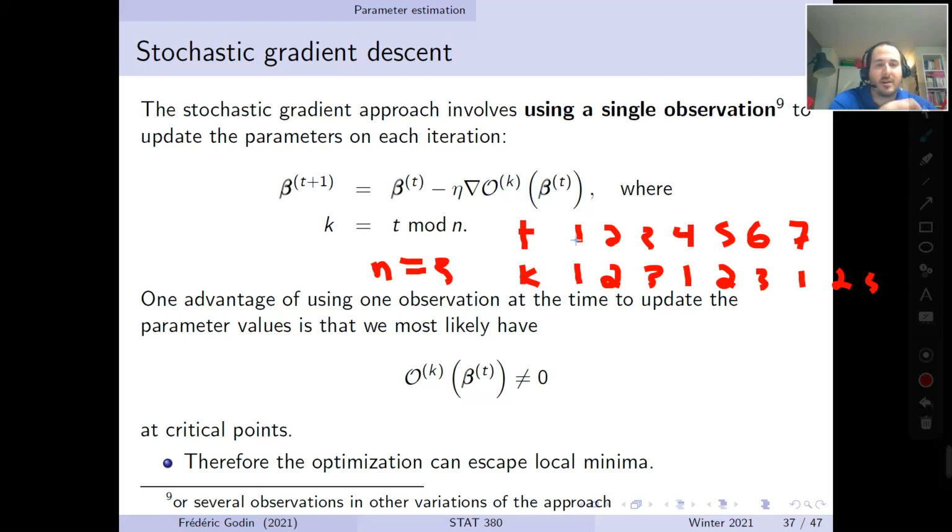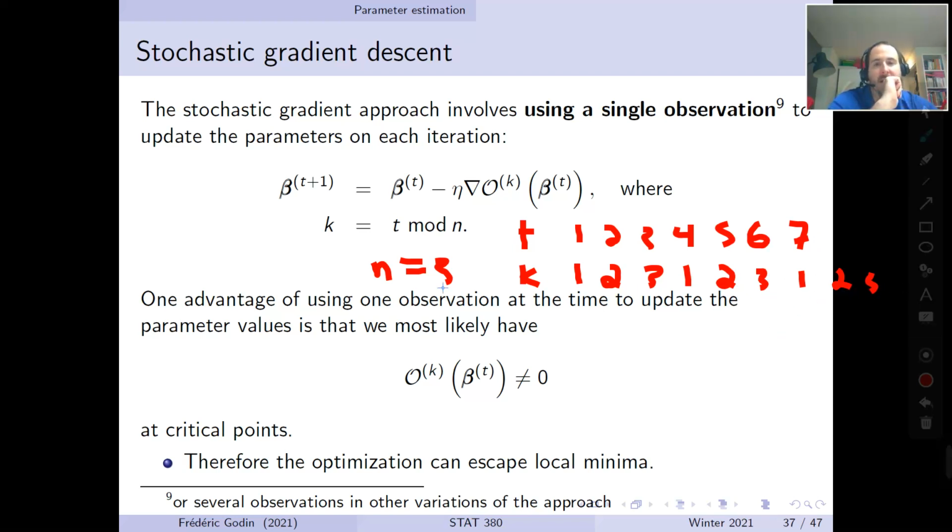But the idea is here, at the 3 first iterations, the components of the gradient we use are respectively 1, 2, 3, and then when we go to the 4th iteration, we go back to the first observation. 5th iteration, we use the 2nd observation. 6th iteration, the 3rd observation, and etc. So we go like this.